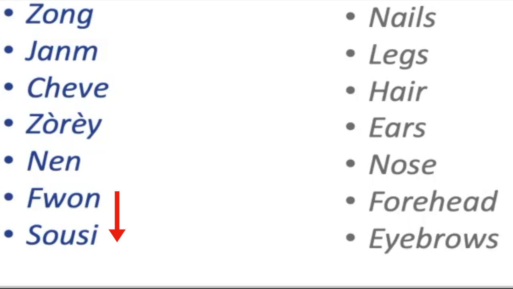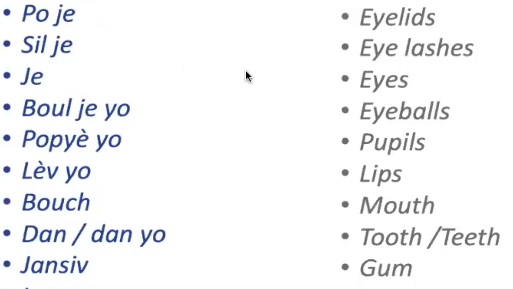Eyebrows, sourcils. Eyelids, projet. Eyelashes, cils, but usually they just say cils. Eyes, G. Eyeballs, boule, but to indicate plural, they use yo. All right, boule. That means eyeballs, but you can just say boule.